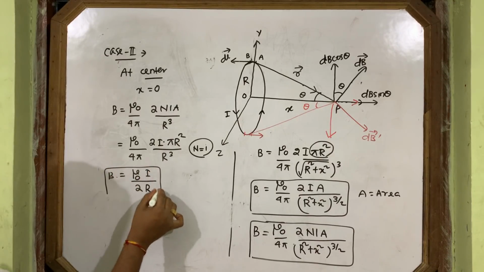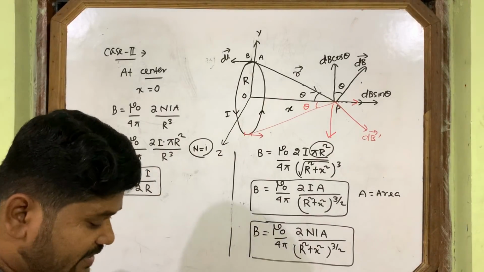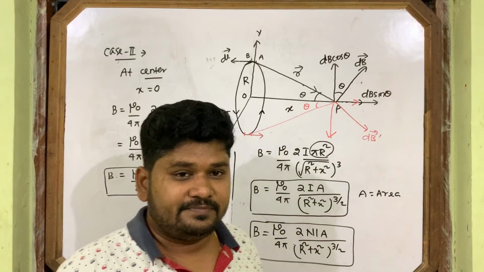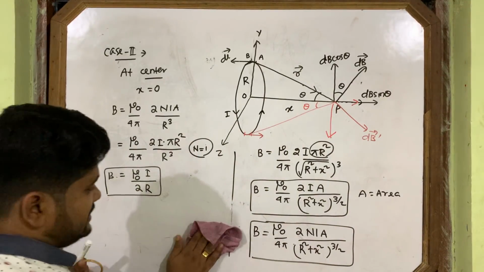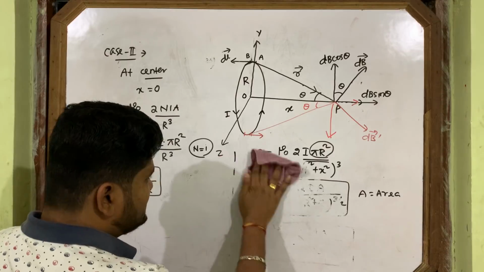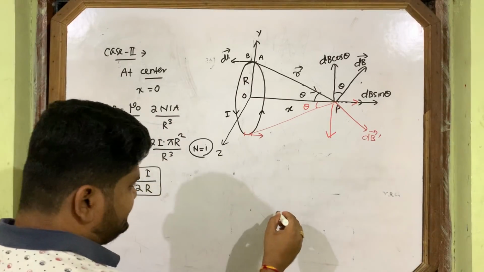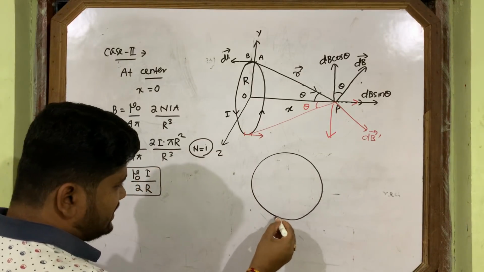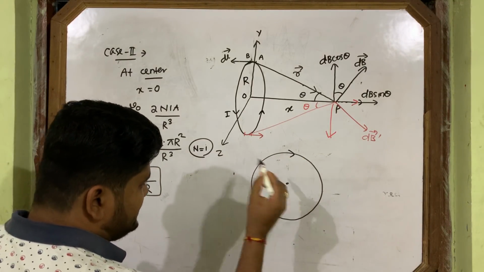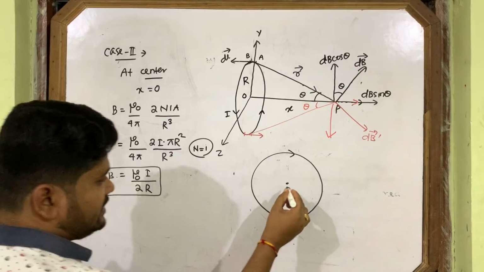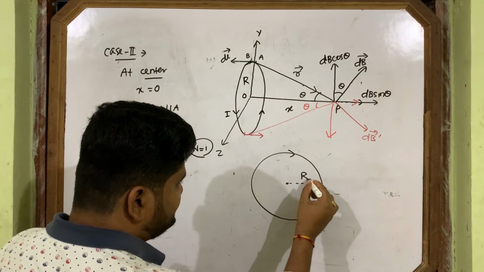This is the magnetic field at the center of a circular coil. This is the magnetic field you will find. So when current passes through a circular coil like this, at its center the magnetic field is mu naught I by 2r, if r is the radius.